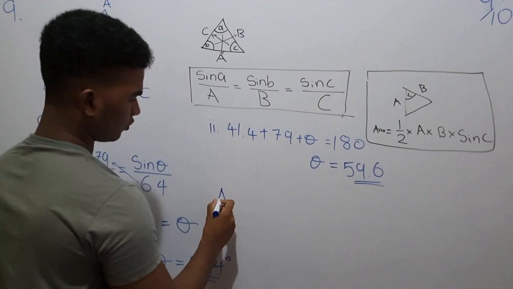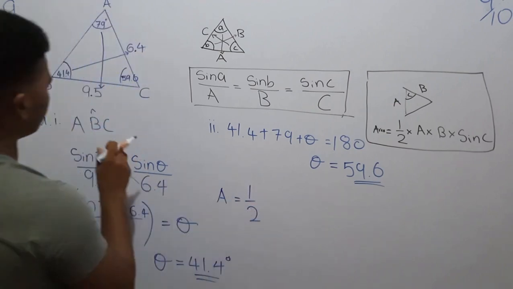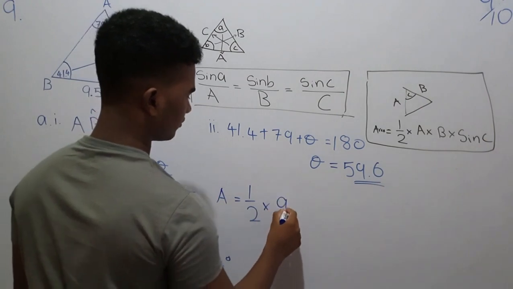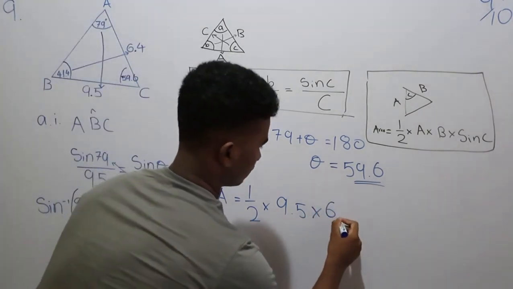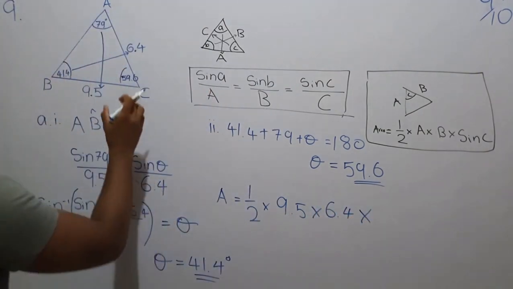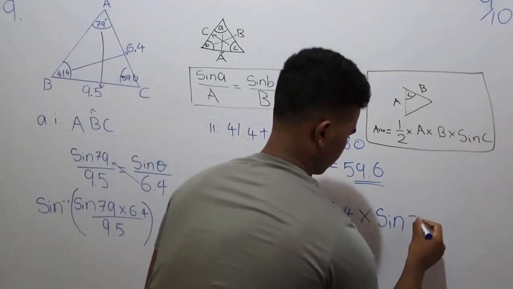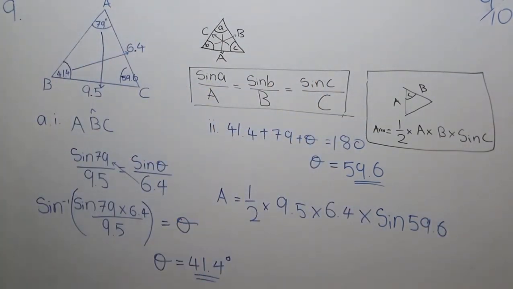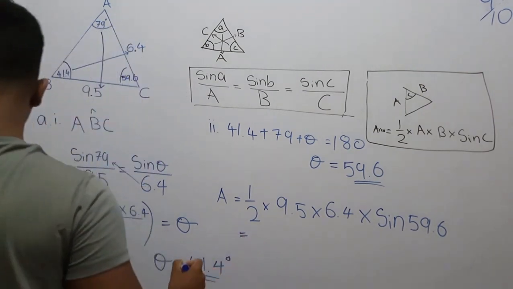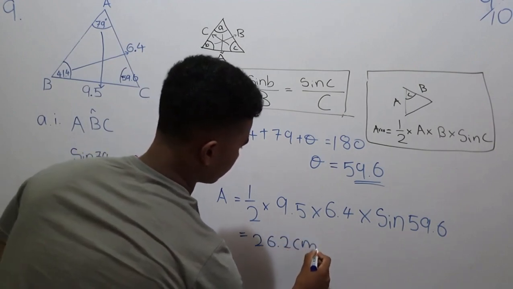So knowing this angle as 59.6, we can apply this formula. Area equals half into this length 9.5 into this length 6.4 into the middle angle, sine 59.6. So when you put it straight away in the calculator, you're getting the answer as 26.2 centimeter square.